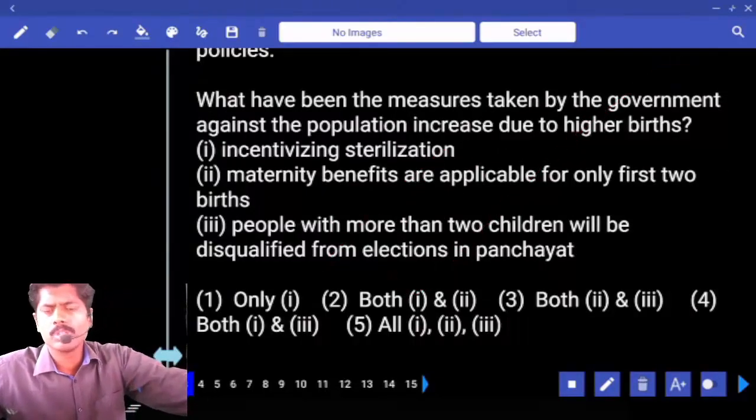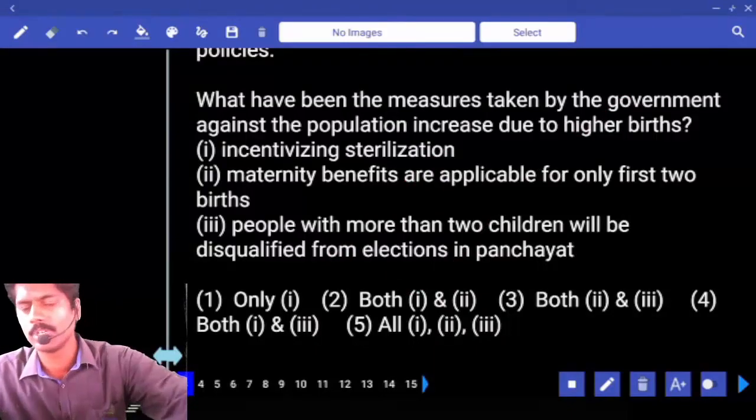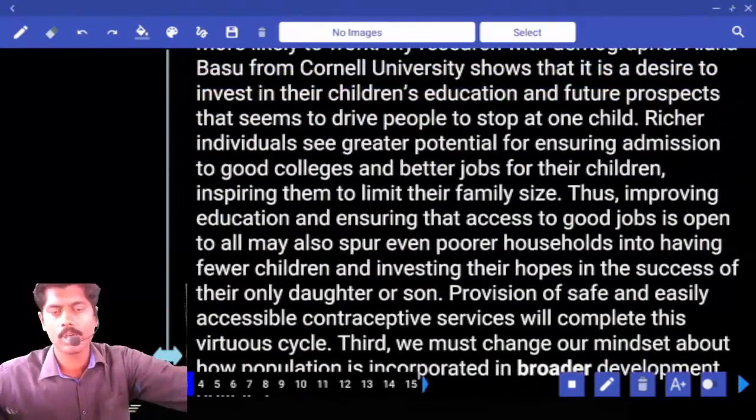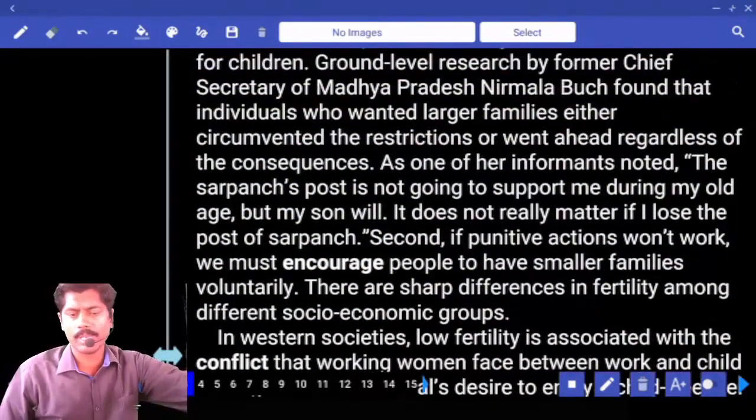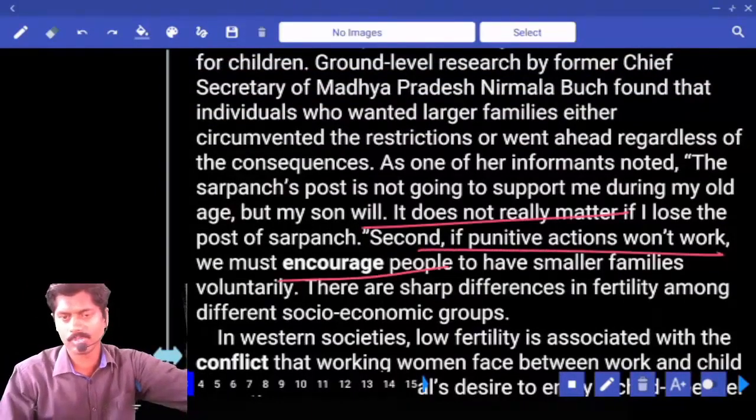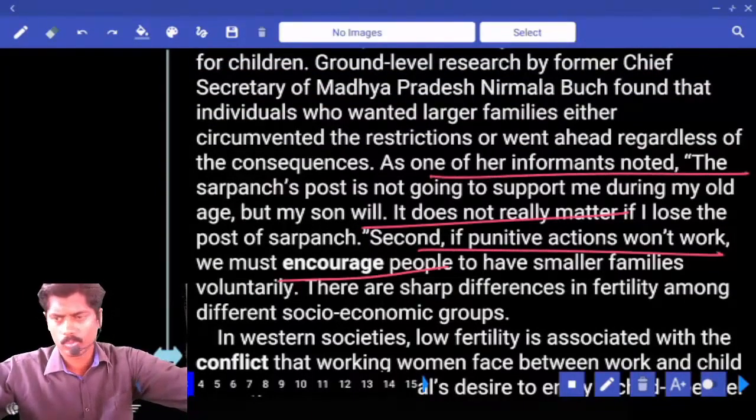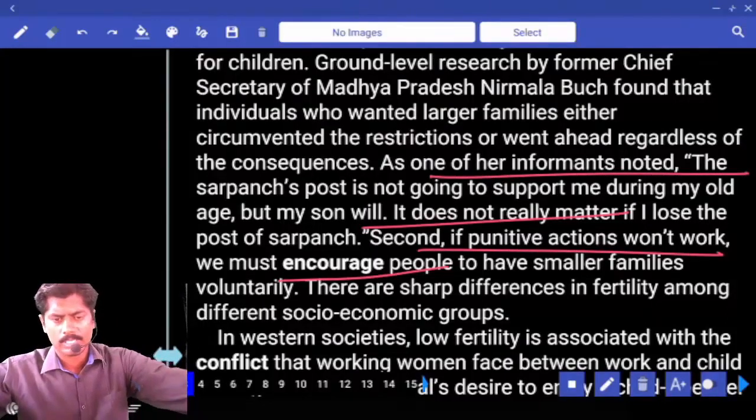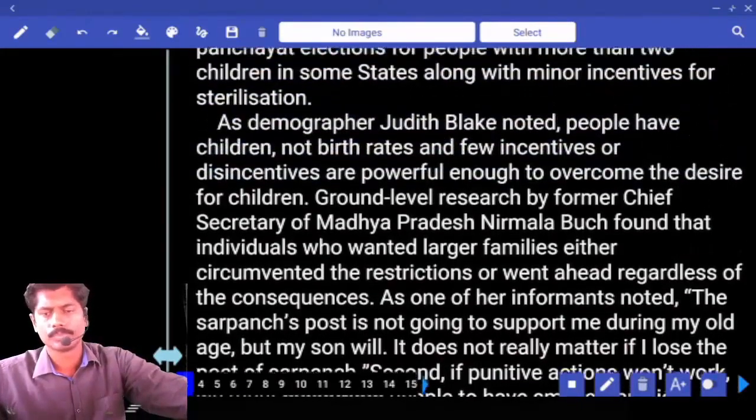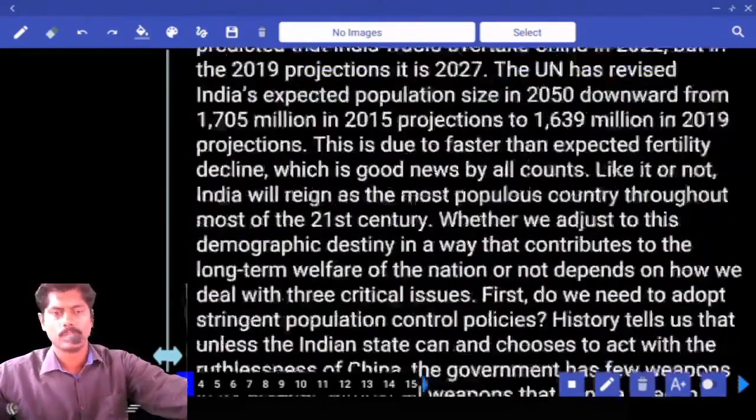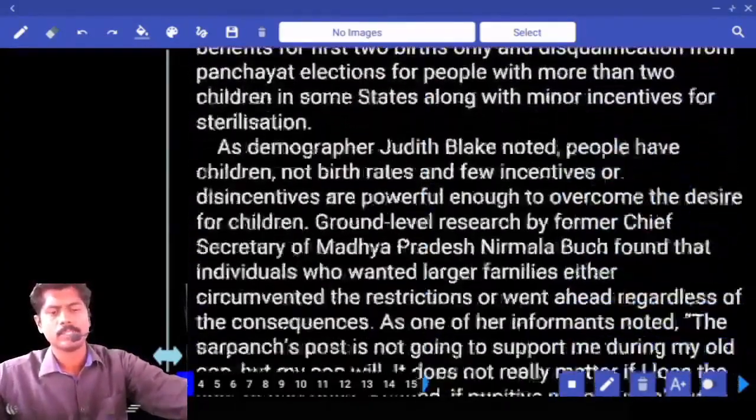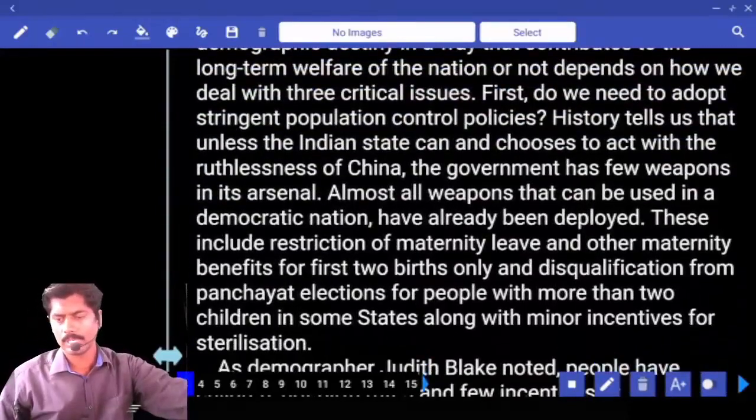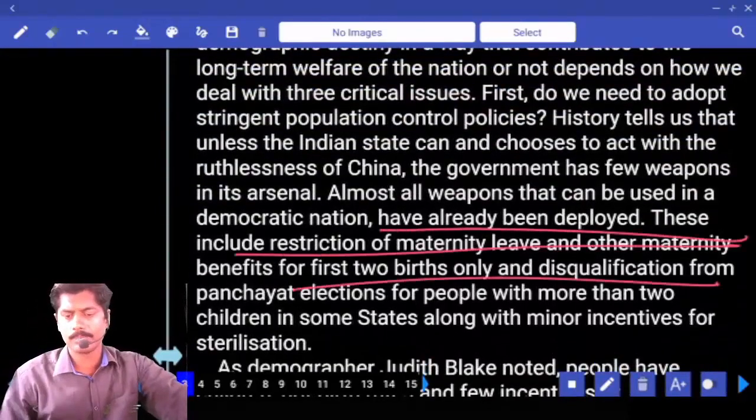What have been the measures taken by the government against the population increase due to higher births? Where is that government action? Is this the last but one paragraph, encourage above lines? Is this only? Yes, no? Look at the second paragraph. Is this second? Third paragraph. Third paragraph last. Okay, third paragraph last.